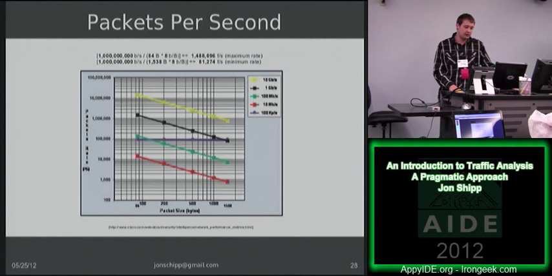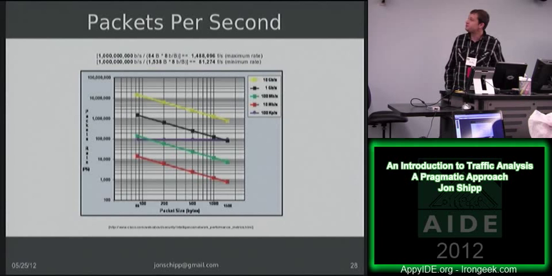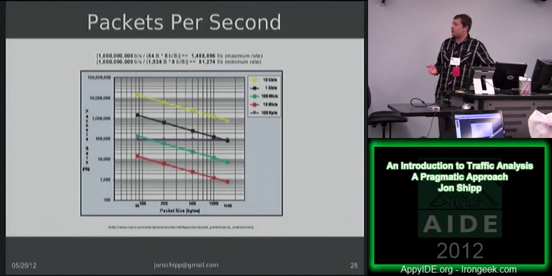Now here we can take a look at a little graph of how many packets per second for what type of Ethernet speed. At a gigabit, the black line, we can see it's anywhere between 100,000, a little above there, to 1.4 million packets per second.